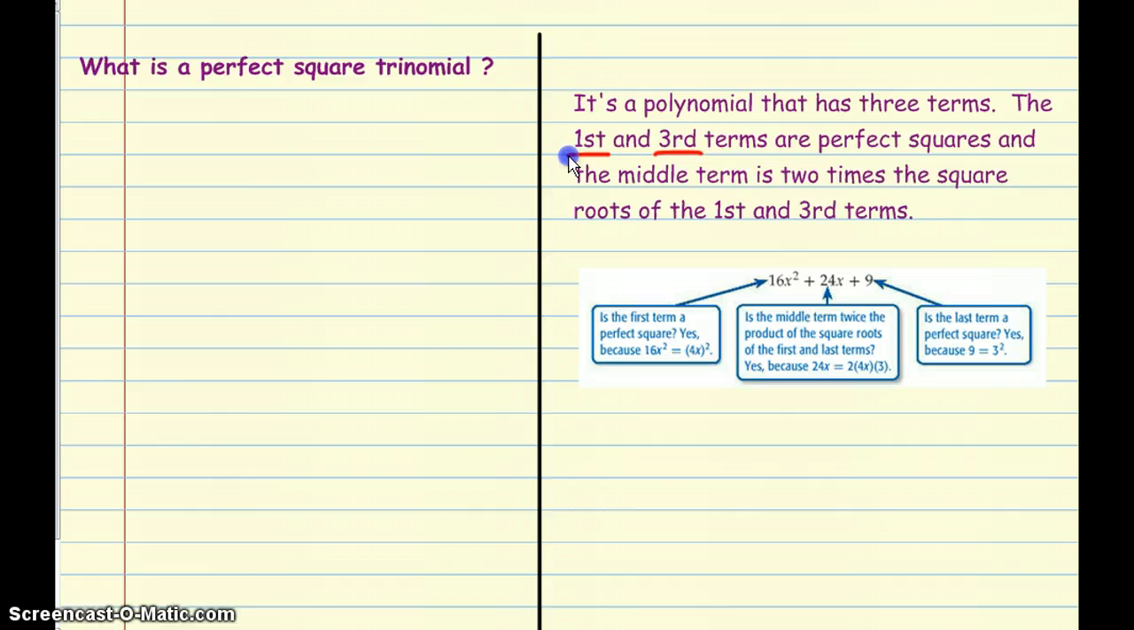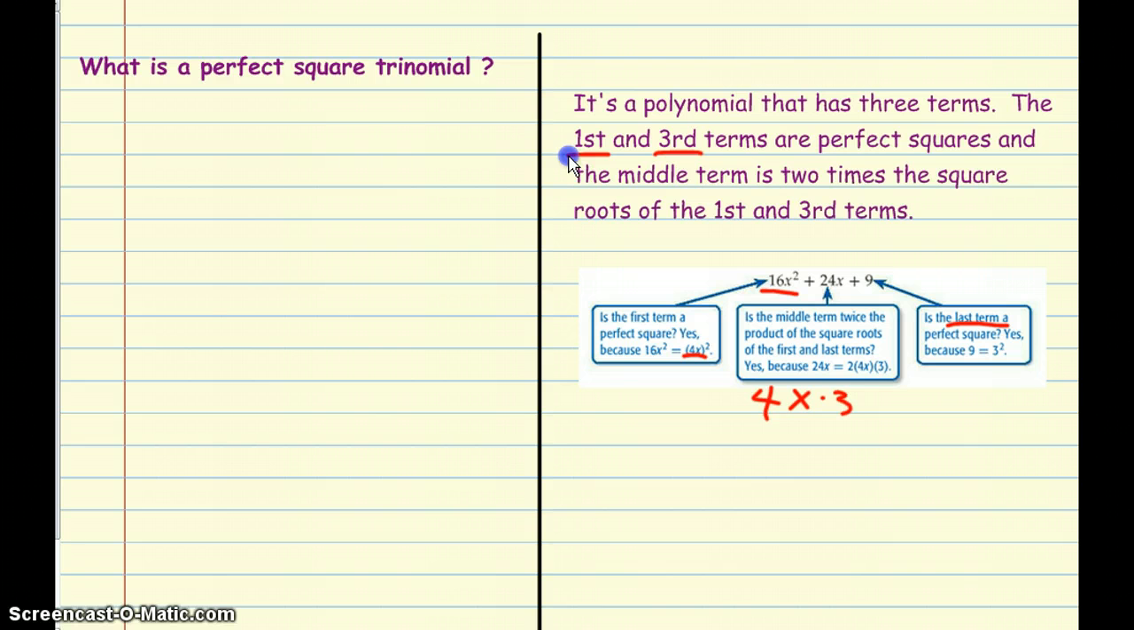So, is this first term a perfect square in 16x squared? Yes, it is, because the square root of 16 is 4 and the square root of x squared is x. The last term is 9. Is it a perfect square? Yes, it is, because 3 times 3 makes 9. So we know the square root of 16 is 4, the square root of x squared is x, and the square root of 9 is 3.